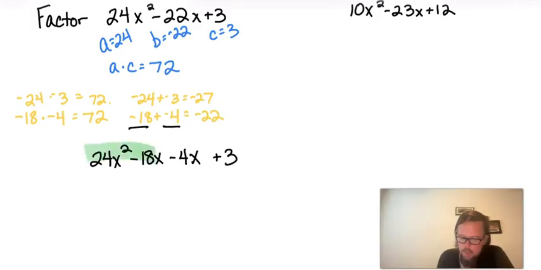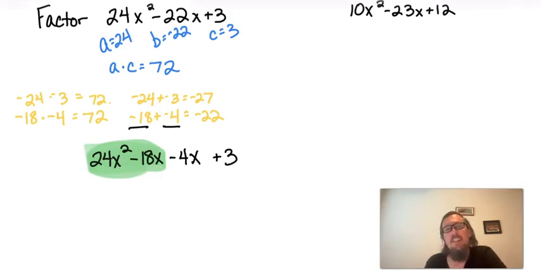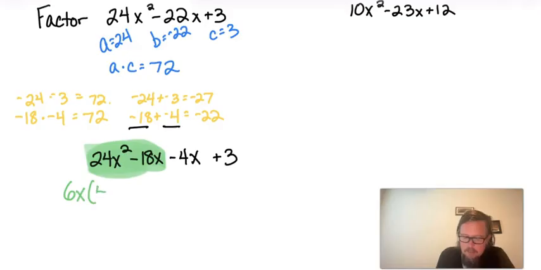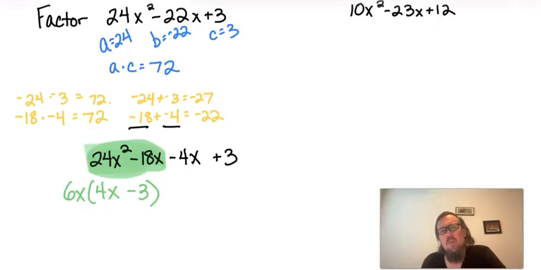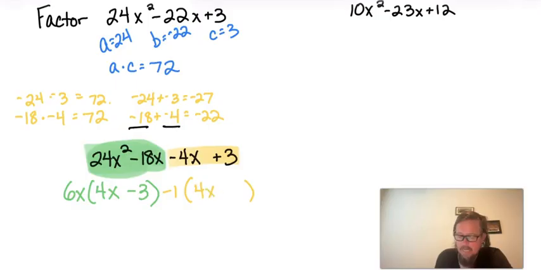Our first two are 24x squared minus 18x. Those have a greatest common factor. Well, let's see, 24 and 18 have a common factor of 6, and then they both have an x, so 6x, and that would leave us with 4x minus 3. And then negative 4x and 3 just have a common factor of 1. But because it starts with a negative, we're going to factor out a negative 1. So negative 1, leaving us with 4x minus 3. Remember, because we factor out a negative, the plus 3 changes to a minus 3.